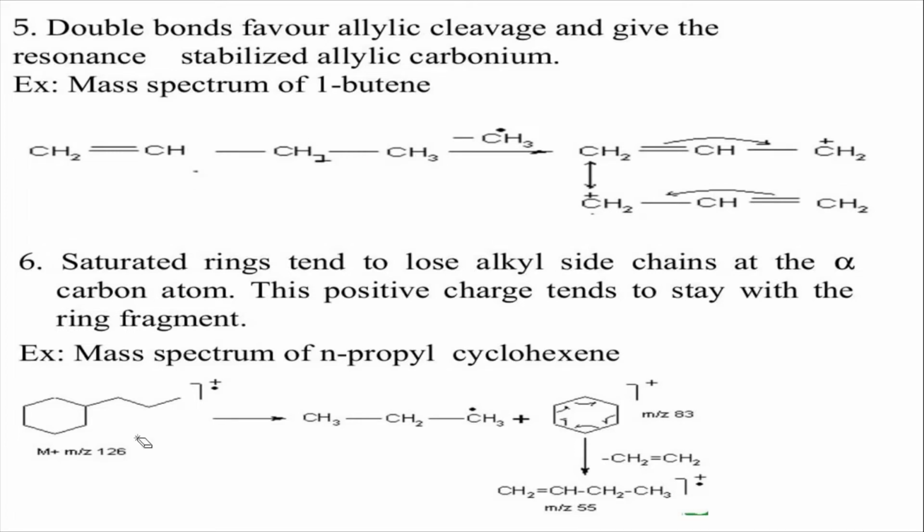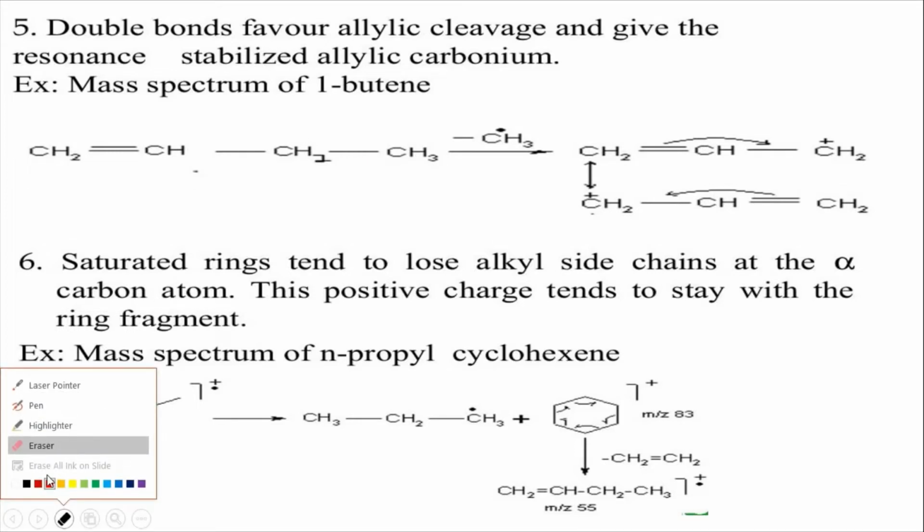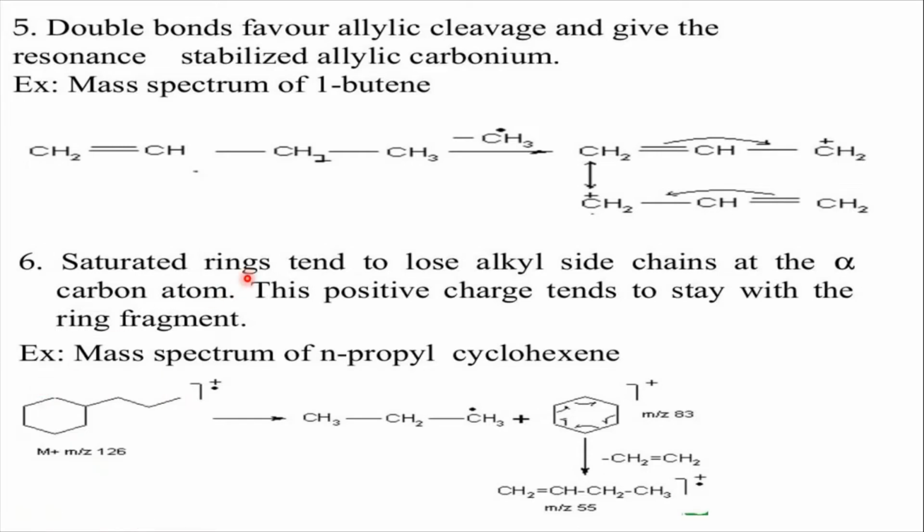Now the next rule is about saturated rings. The saturated rings tend to lose the alkyl side chain at the alpha carbon atom. This positive charge tends to stay with the ring fragment. So if we take this example, the saturated ring tends to lose the alkyl side chain at the alpha carbon atom, and here also the positive charge tends to stay with the ring fragment.